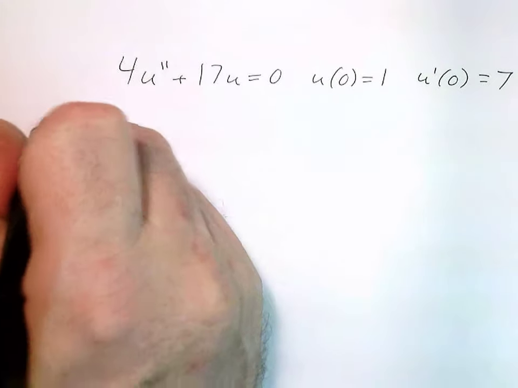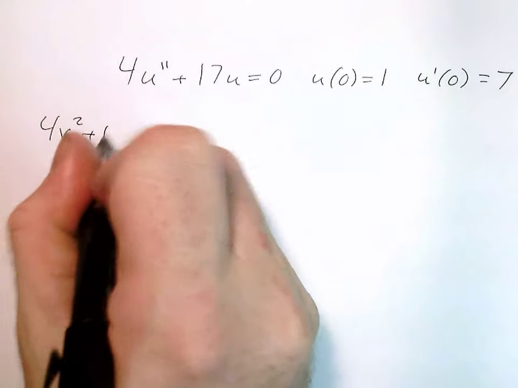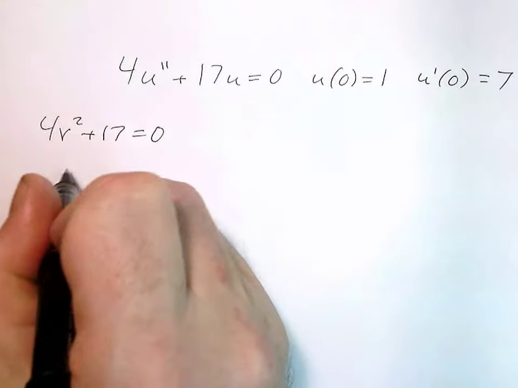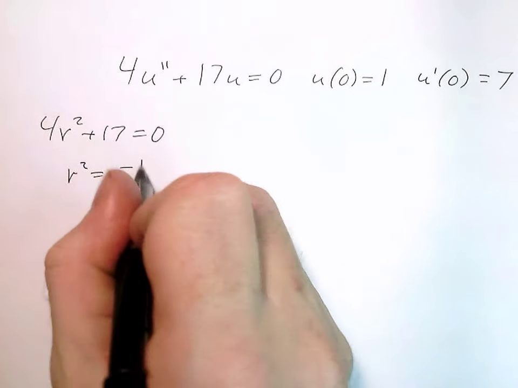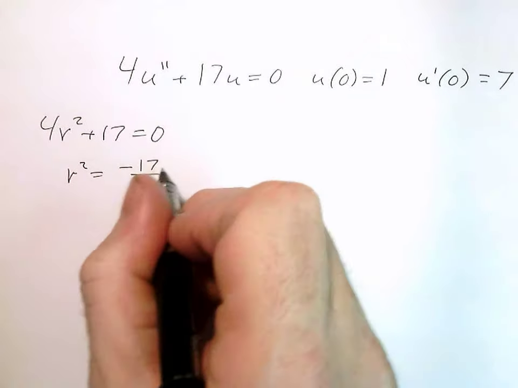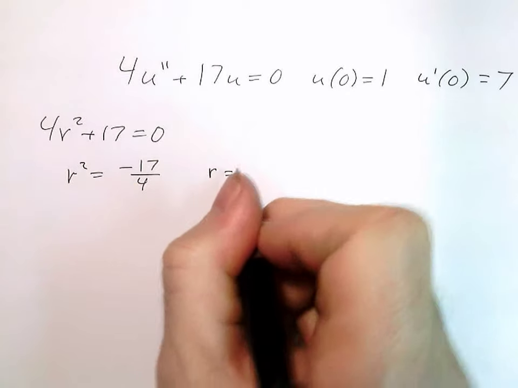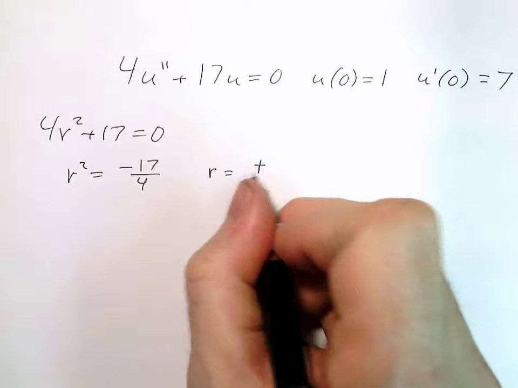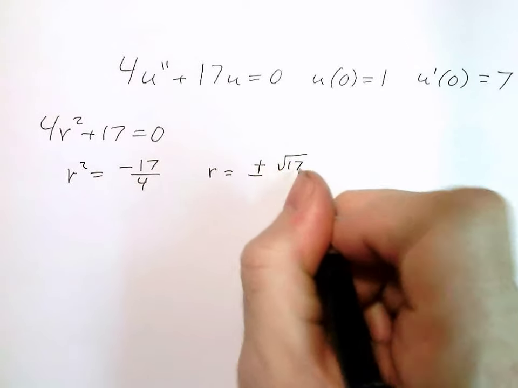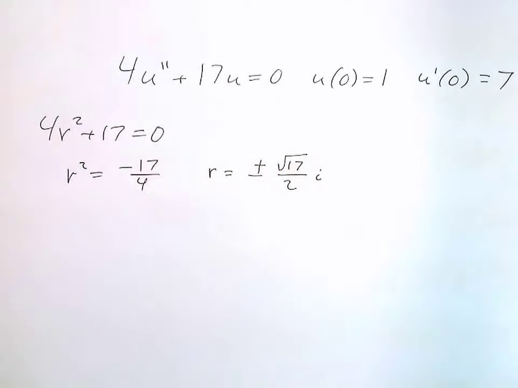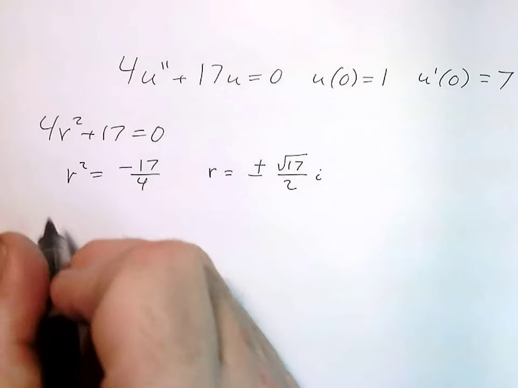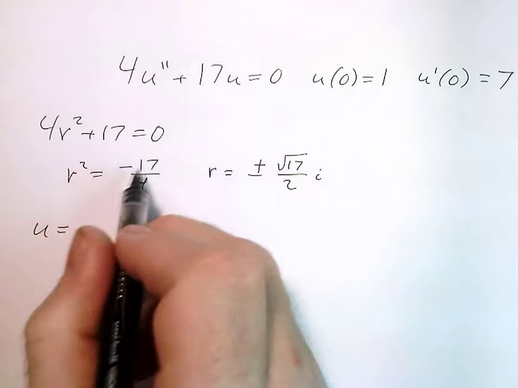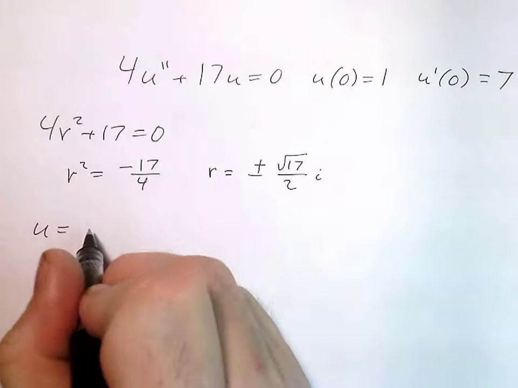So the characteristic equation is just 4r squared plus 17 is 0. So r squared is negative 17 over 4. This means that r is what? Plus or minus square root of 17 over 2i, right? So that gives us u here. Since there's no real part, the exponential part's missing.